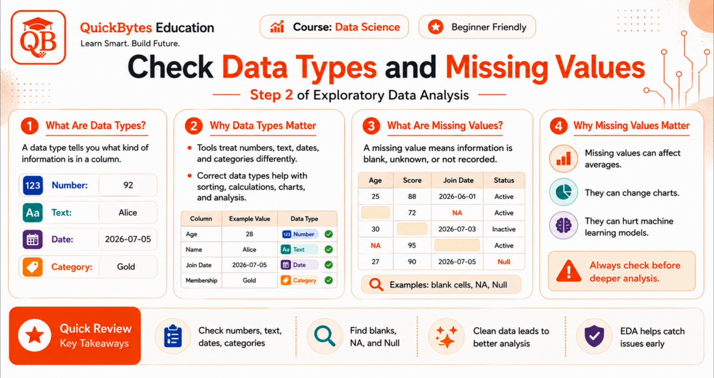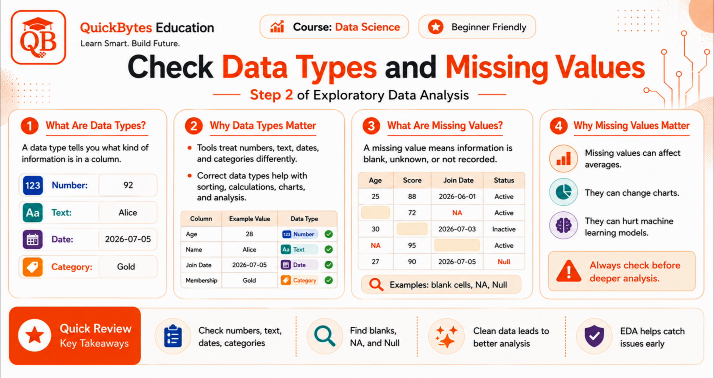Next, you check the data types. A data type tells you what kind of information is stored in a column. For example, a column might contain numbers, text, dates, or categories. This matters because data tools treat different types of data differently.